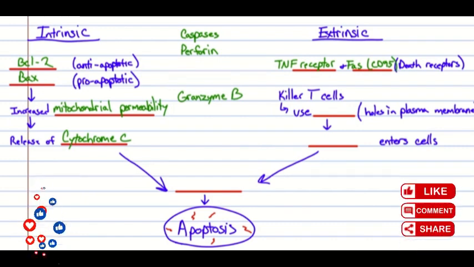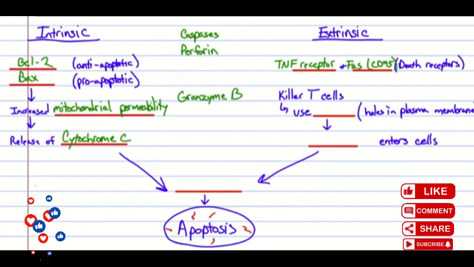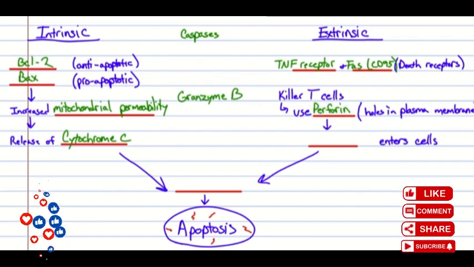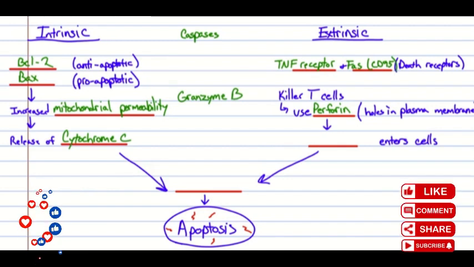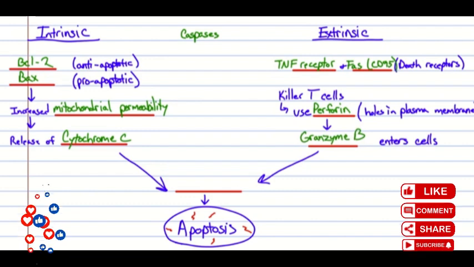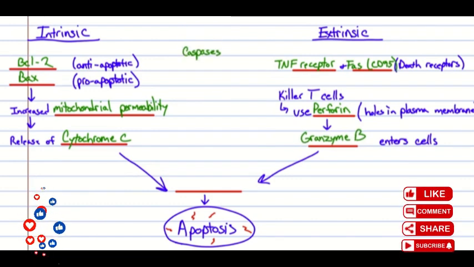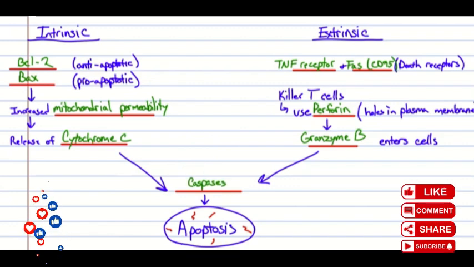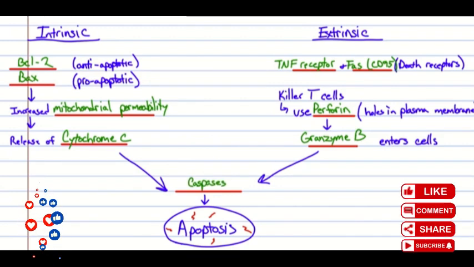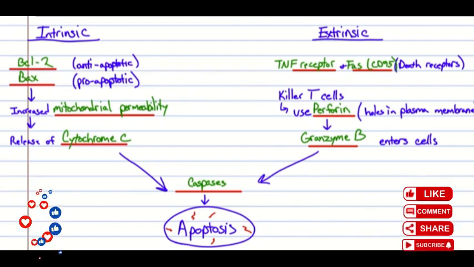Now, the other way that the extrinsic pathway can work is through killer T cells, so those cytotoxic T cells. And it's going to use things like perforin. Remember, you're going to use perforin here, and that's going to put holes in the plasma membrane. Then the plasma membrane is wide open for granzyme B to sneak on in. That granzyme B is going to enter the cell, and it's going to lead to activation of caspases. And then those caspases are going to promote apoptosis. So if you can remember all that stuff right there, then you're going to be good to go on the intrinsic and the extrinsic pathway.